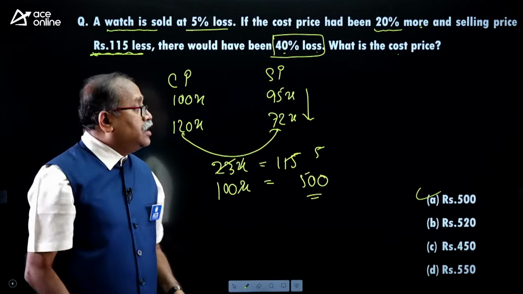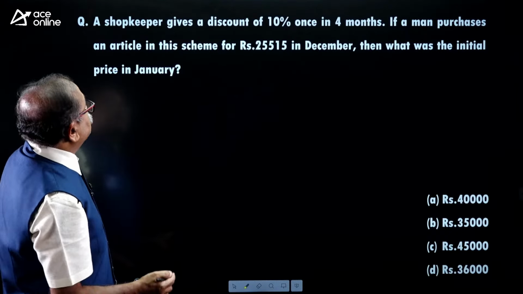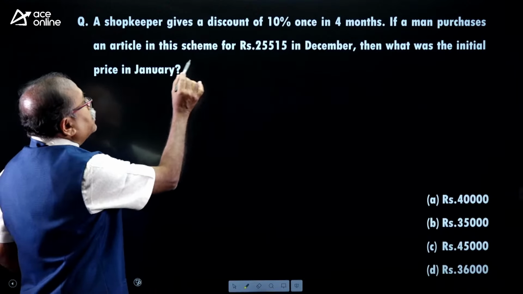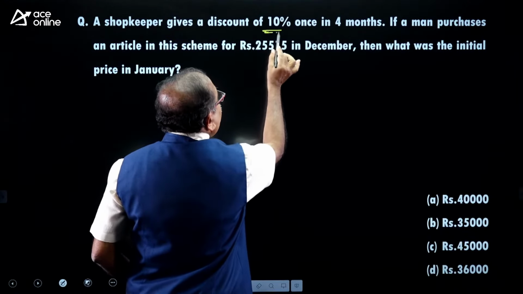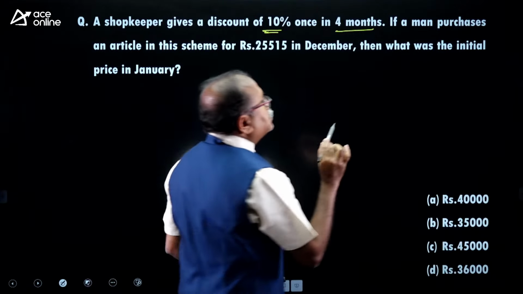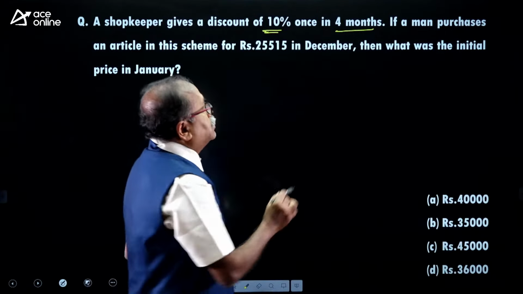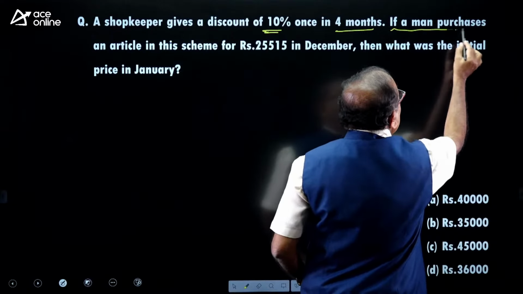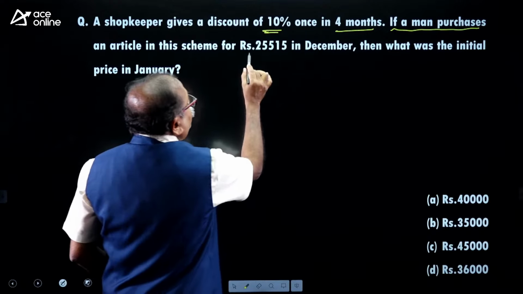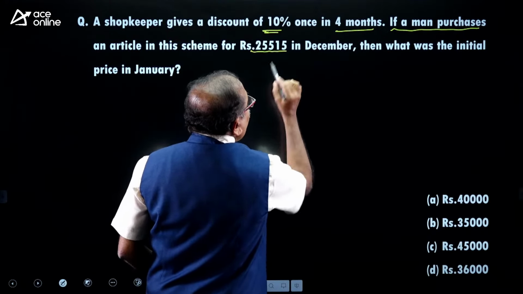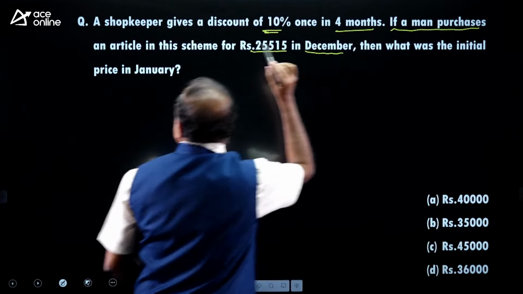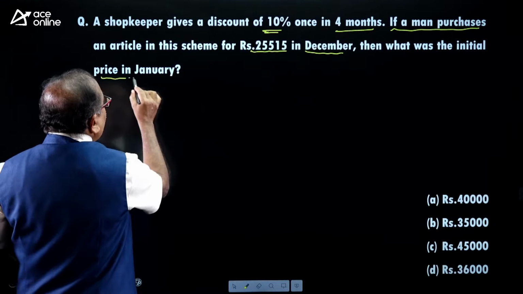Moving on to the next question, and it is this. Look at this one. A shopkeeper gives a discount of 10% once in 4 months. If a man purchases an article in this scheme for rupees 15,150 in the month of December, then what was the initial price in the month of January?